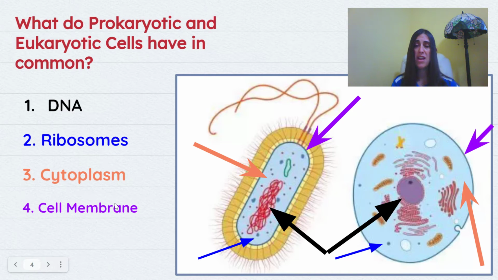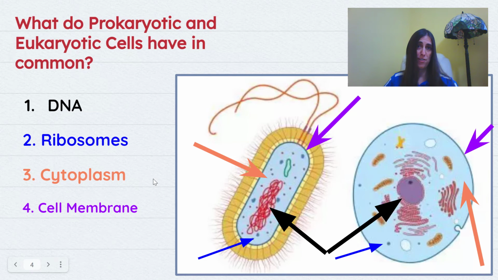The fourth thing that they have in common is a cell membrane. All cells have this feature. Think of it as a fence to a yard. This allows things to come in and out of the cell.